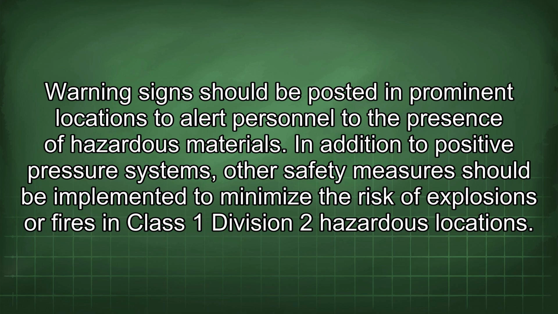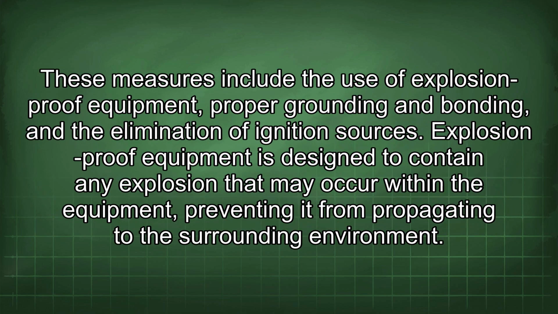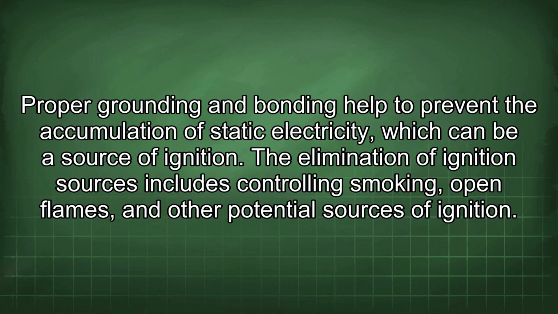In addition to positive pressure systems, other safety measures should be implemented to minimize the risk of explosions or fires in Class 1 Division 2 hazardous locations. These measures include the use of explosion-proof equipment, proper grounding and bonding, and the elimination of ignition sources. Explosion-proof equipment is designed to contain any explosion that may occur within the equipment, preventing it from propagating to the surrounding environment. Proper grounding and bonding help to prevent the accumulation of static electricity, which can be a source of ignition. The elimination of ignition sources includes controlling smoking, open flames, and other potential sources of ignition.